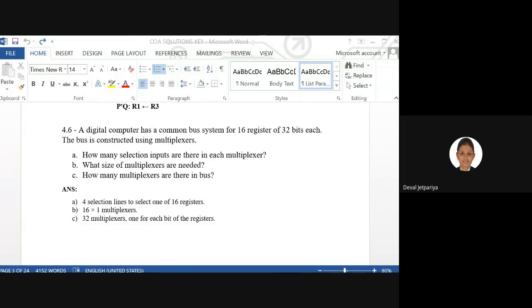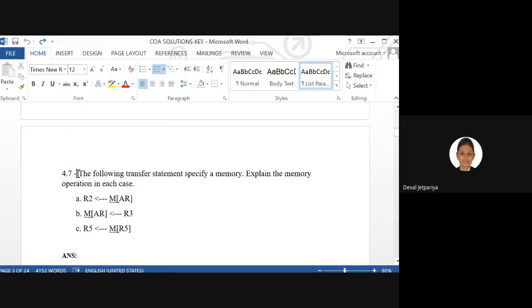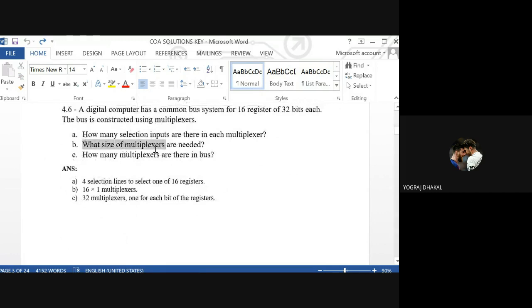Yugraj, are you asking question number two, or in this question number one? Ma'am, both question and answer. Yesterday I was not getting it and it's kind of confusing. No, no, no, the previous one. Yeah, here, what size of multiplexer? Yeah, yeah, this one.